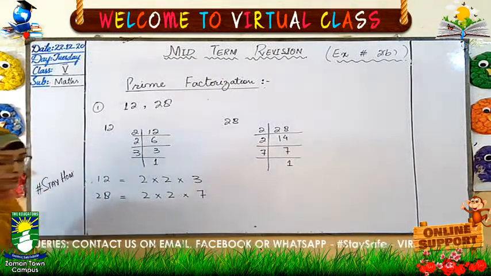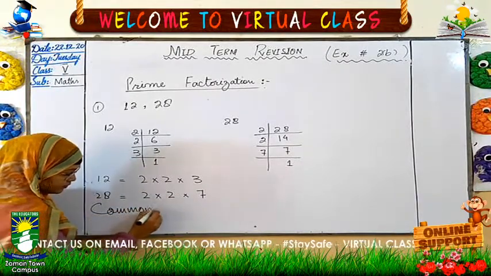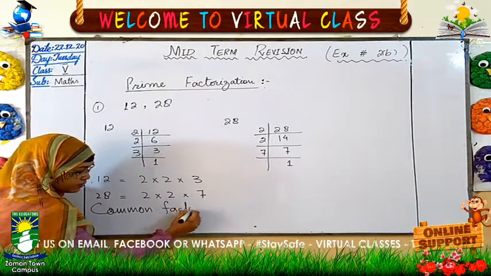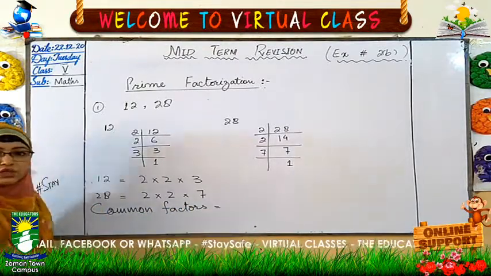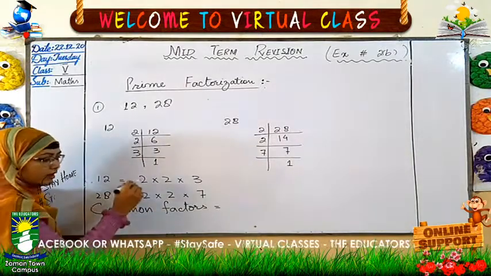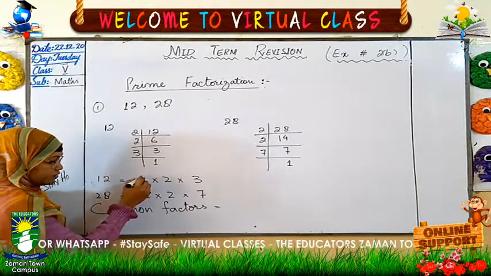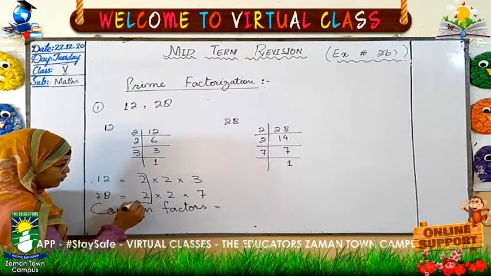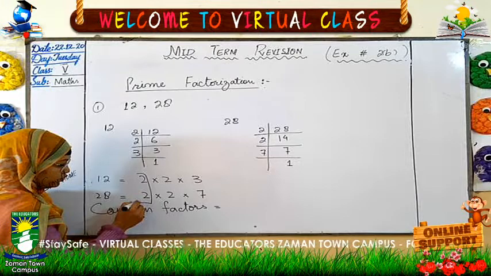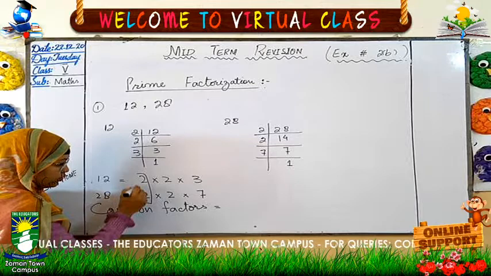After that, what we have to do? We have to write down the common factors. Common factors means the factors which are present in both the answers, the answer of the first number and the second number. Which is common? You can use your pencil to make the blocks. How many common factors do we have? We have two common factors, 2 and 2.